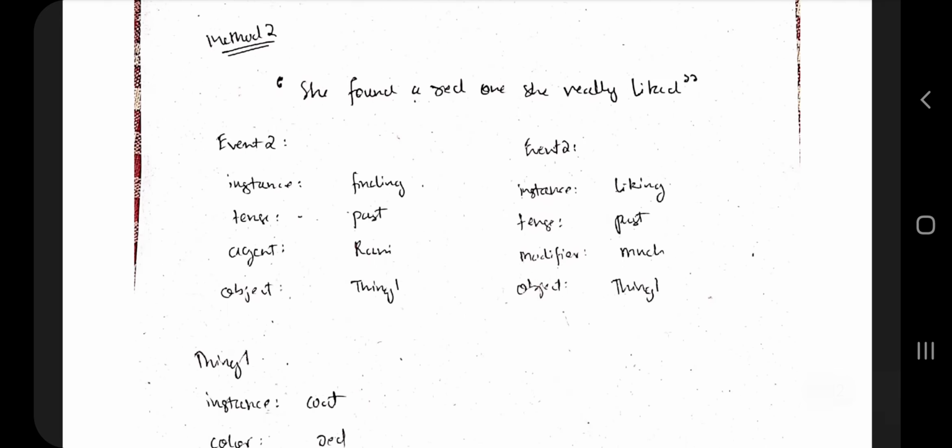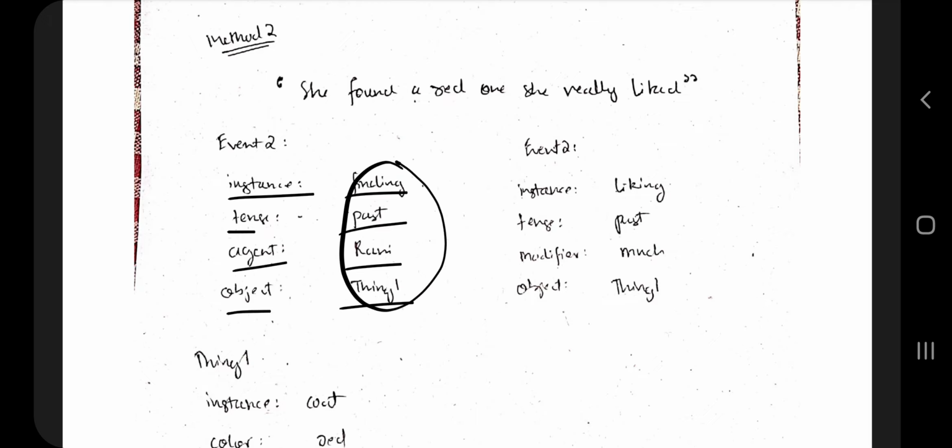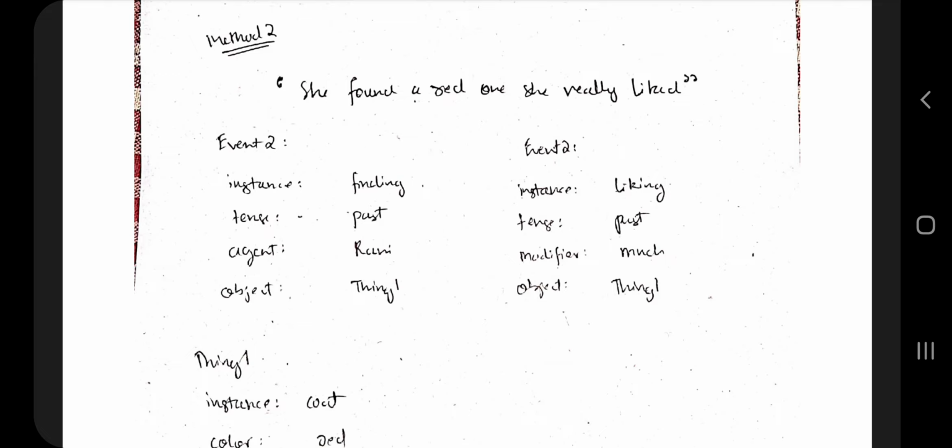Second, there will be a data structure, and each of the words present here will be categorized into different parts. Each part will be matched with a particular instance. For example, what is the instance? Finding: tense is past, agent is Rani, and object is thing one. So she found a red one, she really liked. She found a red one.